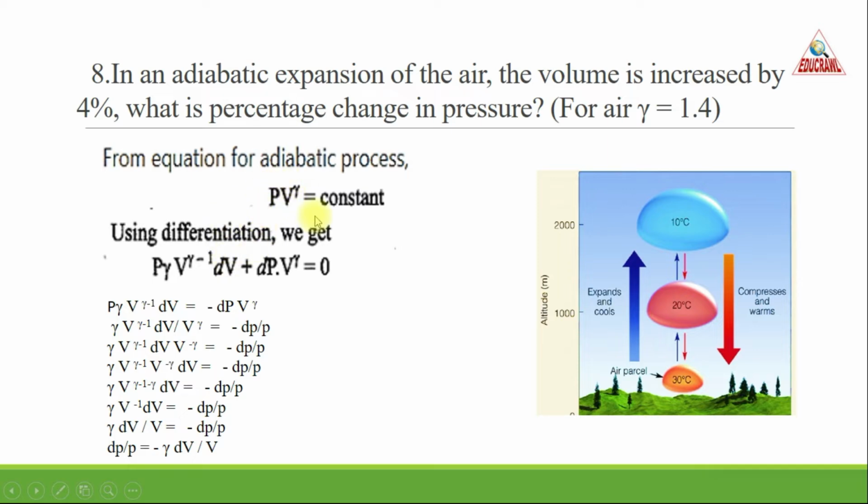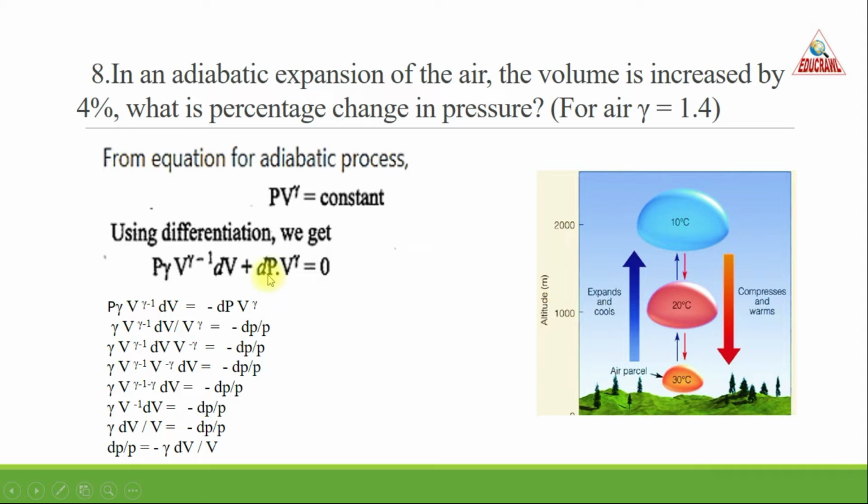So using this differentiation method, you get P. First, P is kept as constant. Now you have to differentiate V power gamma. Differentiation of V power gamma is gamma into V power gamma minus 1 into dV, plus. Now V power gamma is kept as constant and pressure you have to differentiate. So differentiation of pressure is dP. So this is equal to 0.